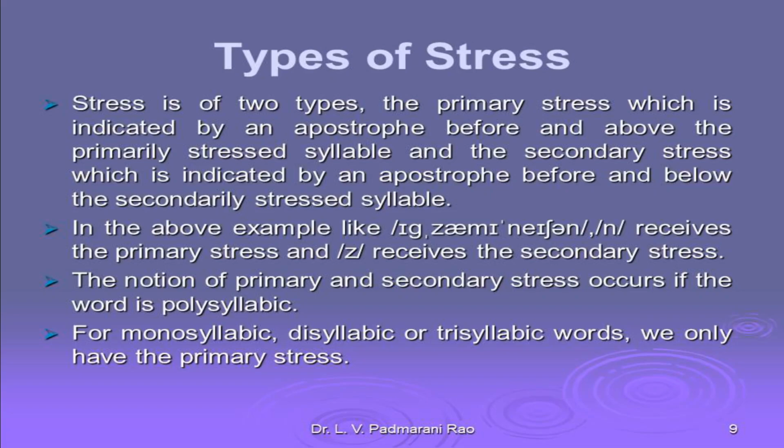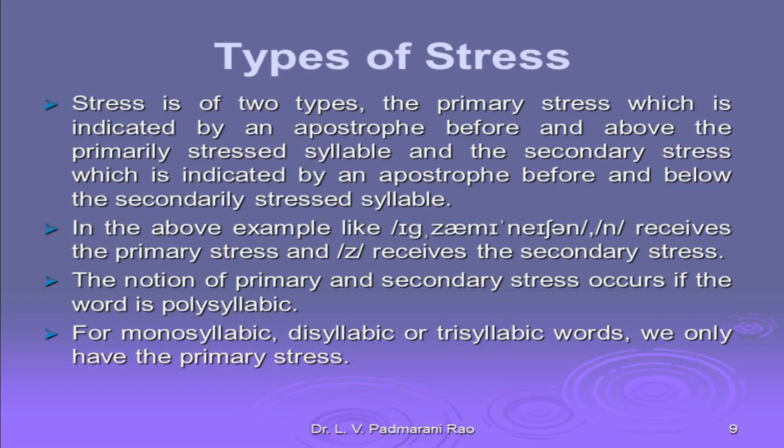Stress is of 2 types. The primary stress, which is indicated by an apostrophe before and above the primarily stressed syllable, and the secondary stress, which is indicated by an apostrophe before and below the secondarily stressed syllable. In examples like examination, 5 syllables are there. The n sound actually receives the primary stress, which is indicated by an apostrophe above and before the stressed syllable.